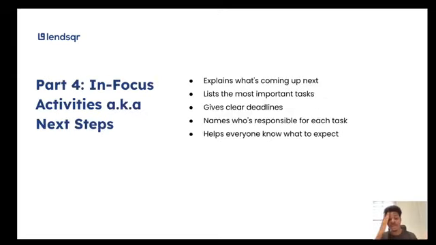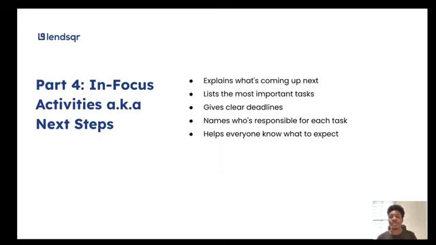So in-focus activities, aka next steps. These are essentially the next things that occur either naturally over the course of the project timeline or as a result of the lowlights. So an in-focus activity or a next step can occur because it is time, according to the project schedule, okay, we're supposed to do this now, or okay, this lowlight led to this, led to this, led to this, and now we have to do this.